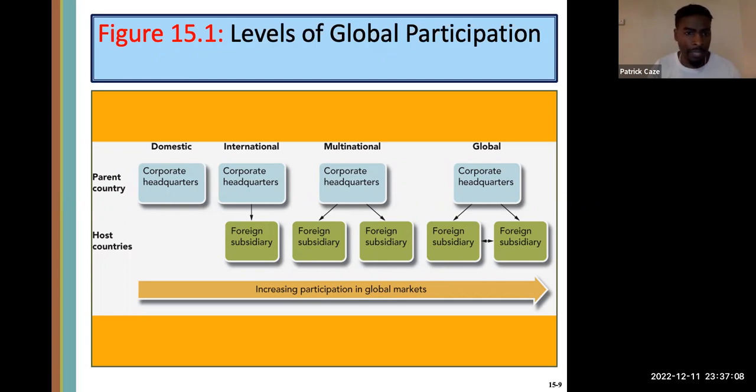All right, so let's look at the parent country. Domestically, we're talking about corporate headquarters. International, right? We're talking about corporate headquarters but with a foreign subsidiary. Multinational: corporate headquarters, but with foreign subsidiaries, more than one. And then we have global, which has a corporate headquarters, but the host country has a foreign subsidiary, and they share resources and go back and forth between each other as far as personnel and all the other things that they have, right?